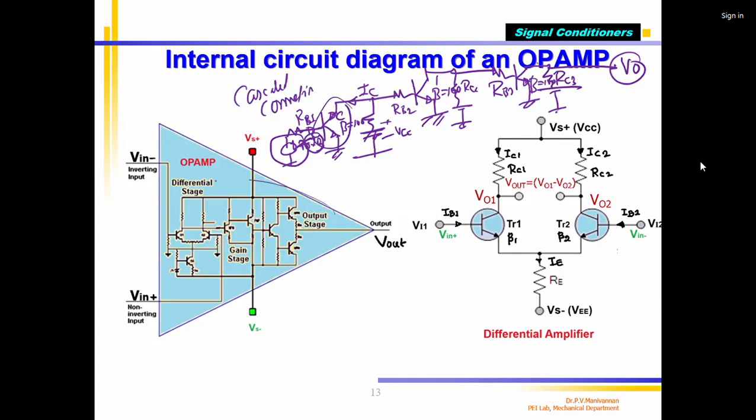Inside the amplifier, that is what is there inside the op-amp. In this case, you have 5 stages. This is called the first stage. This is called the second stage. This is called the third stage. This is called the fourth stage. This is the fifth stage. Correct.